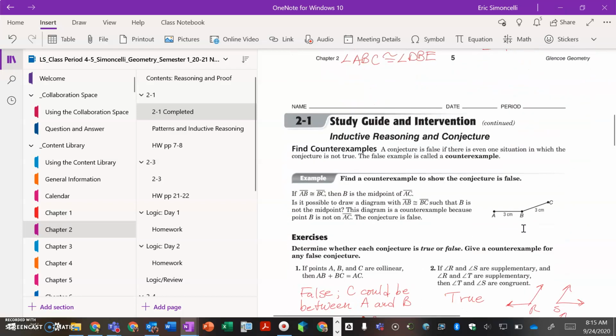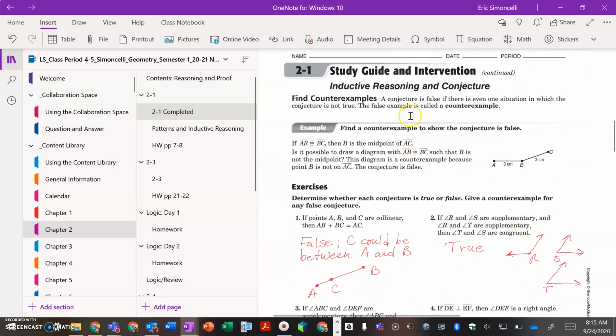Let's move on. So, finding counterexamples. A conjecture is false if there is even one situation in which the conjecture is not true. The false example is called a counterexample. So here we go. Example: find a counterexample to show that the conjecture is false. So if segment AB is congruent to segment BC, and you could see that because this is 3 and this is 3, then B is the midpoint of AC.